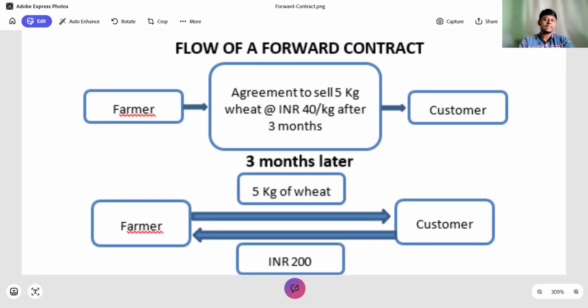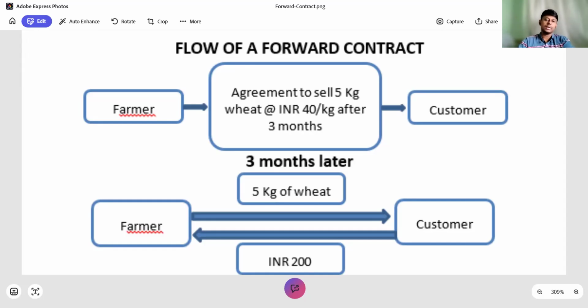Now let's look at the advantages of forward contracts. The biggest advantage is customization. Since the contract is negotiated directly between the two parties, they can decide the quantity, price, delivery date, and also other terms according to their specific requirements. This flexibility makes forward contracts very useful for businesses.